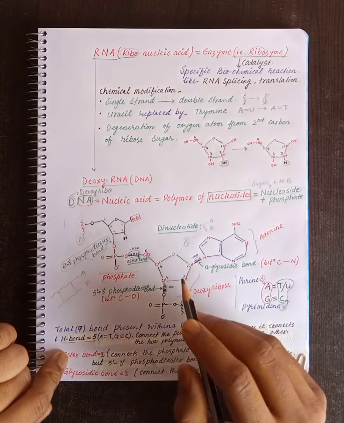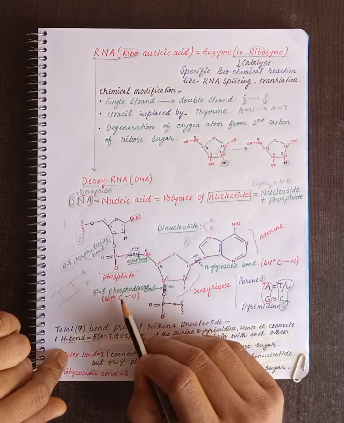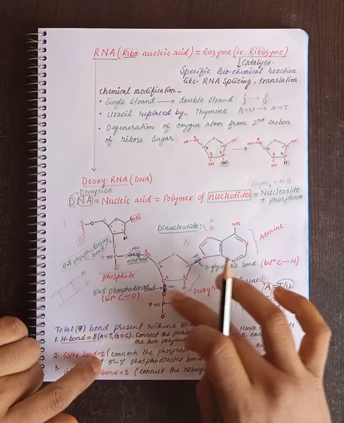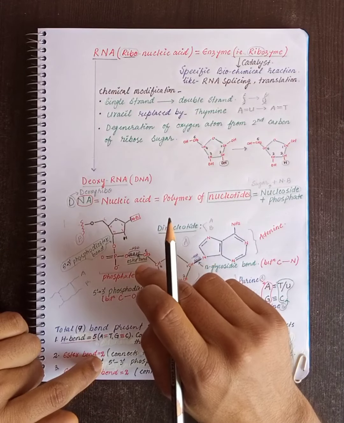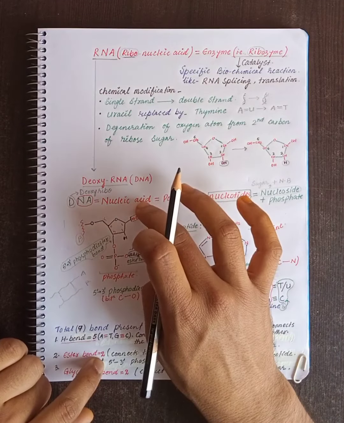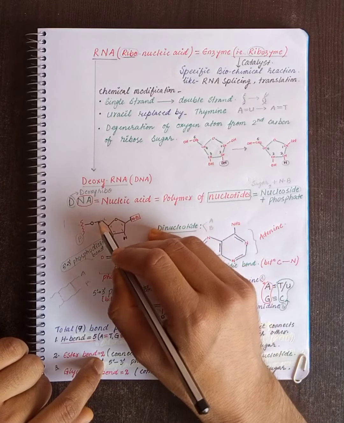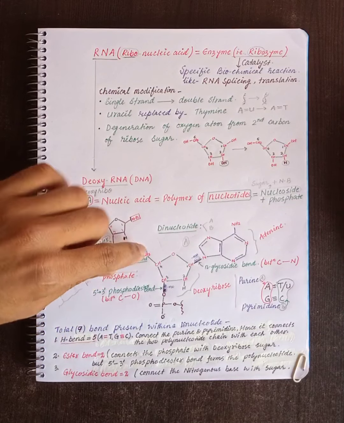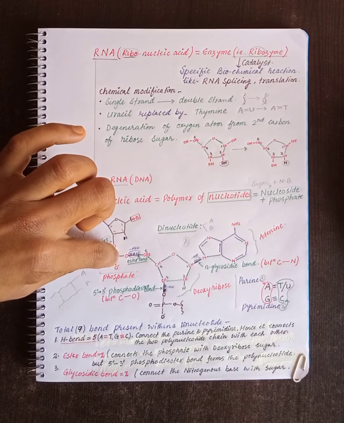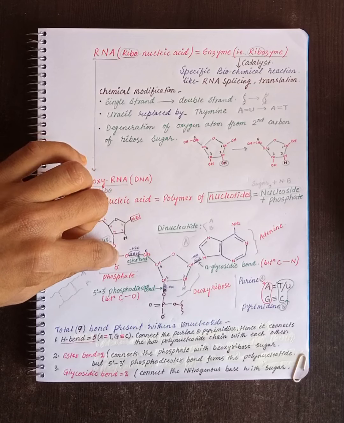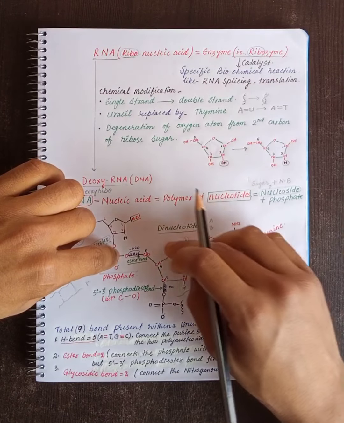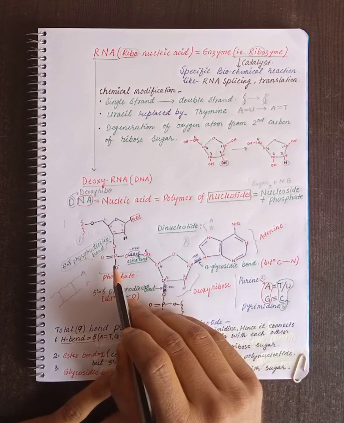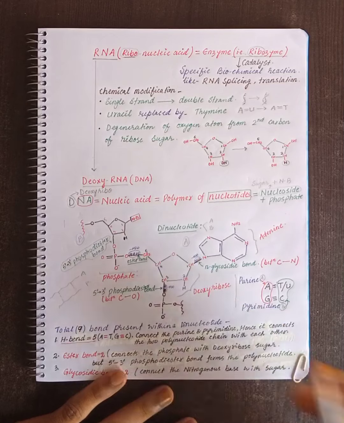And the ester bond is formed between carbon and oxygen. Ester bonds will be 2. Suppose this is nucleotide A, here is one ester bond. Similarly, one ester bond will be here. So there are a total of 2 ester bonds, and these ester bonds connect the phosphate group with the deoxyribose sugar.